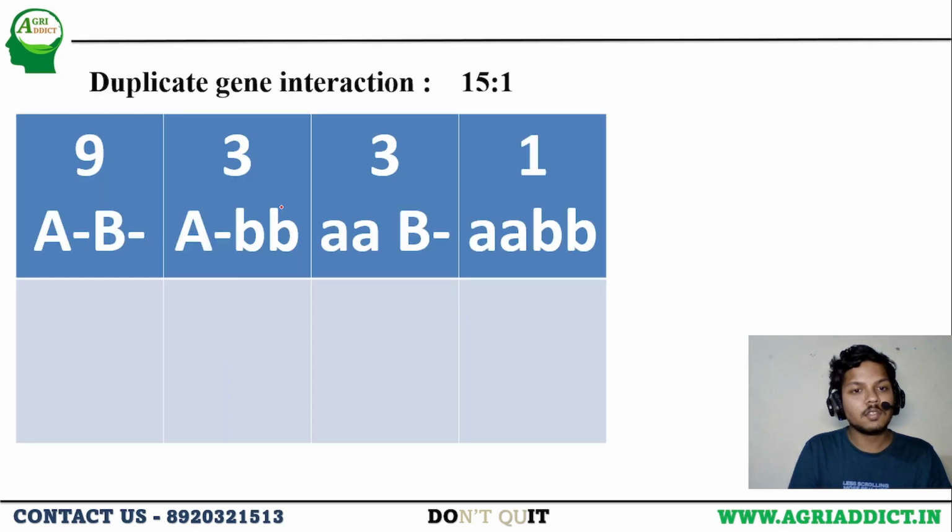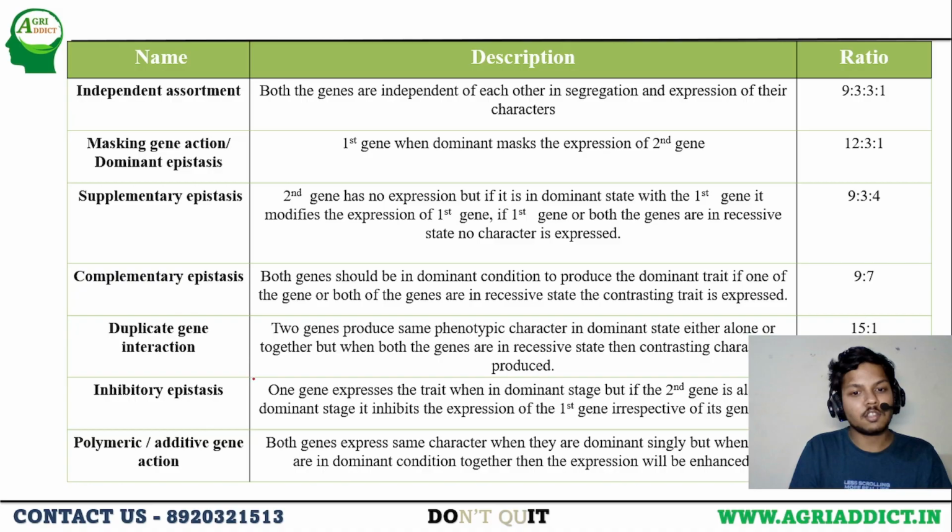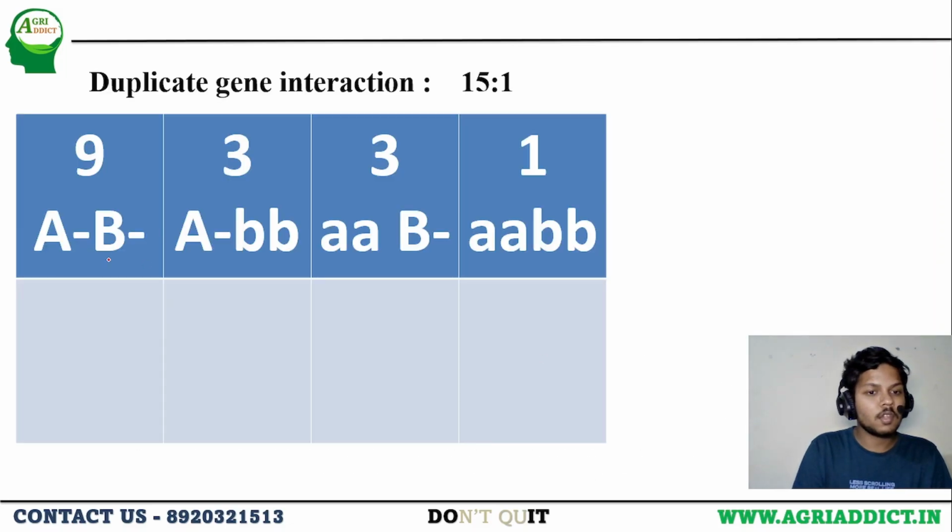And the next one is duplicate gene interaction. Duplicate gene interaction means nothing but two genes are of the same character. But when both genes are in recessive state, then another character will be produced. Suppose here A and B produce the same character. So it will be produced as, let's assume it as T.